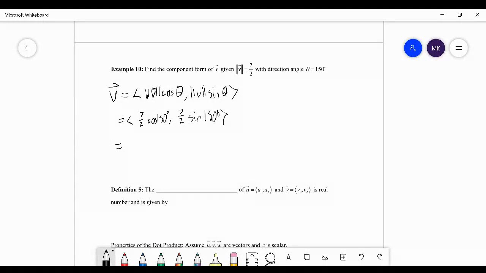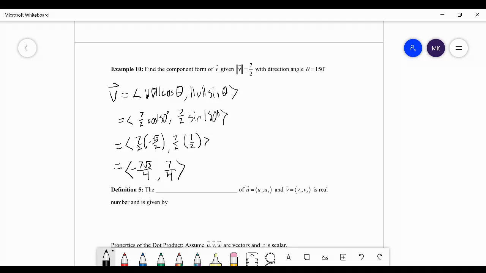So, we have 7/2 times cosine of 150 degrees, which is -√3/2. We have 7/2 times sine of 150 degrees, which is just 1/2. And so this just becomes -7√3/4, comma 7/4. And there we have it. That's it.